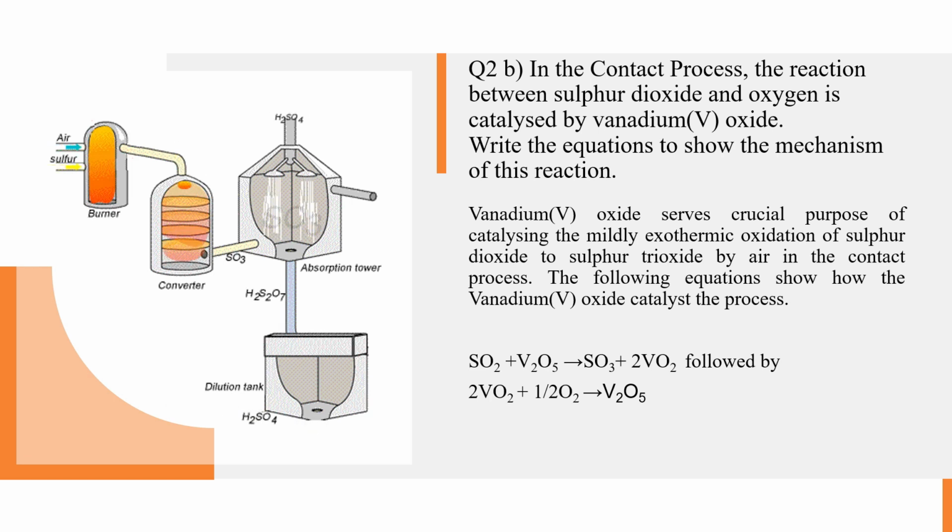Vanadium(V) oxide serves the crucial purpose of catalyzing the mildly exothermic oxidation of sulfur dioxide to sulfur trioxide by air in the contact process. The following equations show how the vanadium oxide catalyzes the process. 1 mole of SO2 reacts with 1 mole of V2O5 to produce 1 mole of SO3 and 2 moles of VO2, followed by 2 moles of VO2 reacting with half a mole of O2 to produce 1 mole of V2O5.